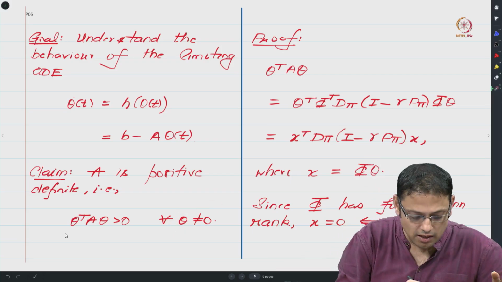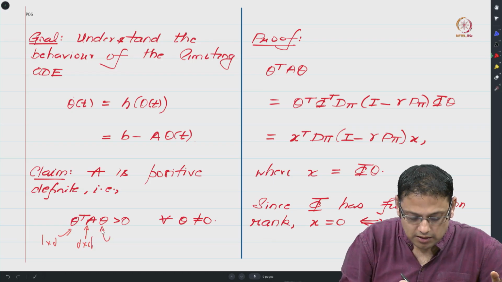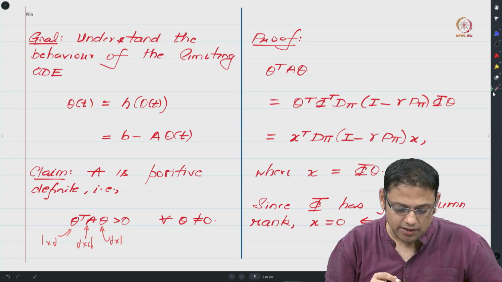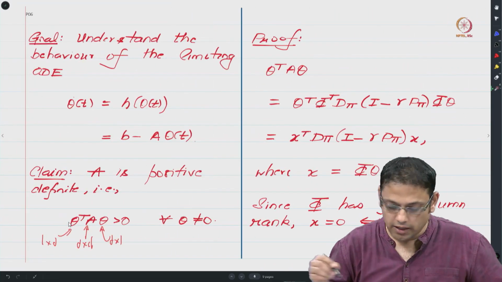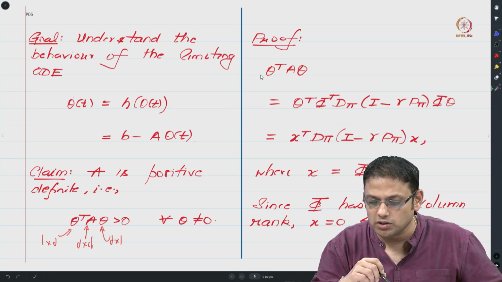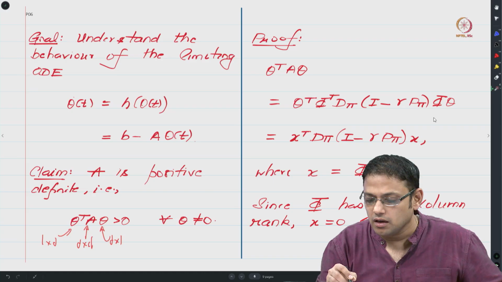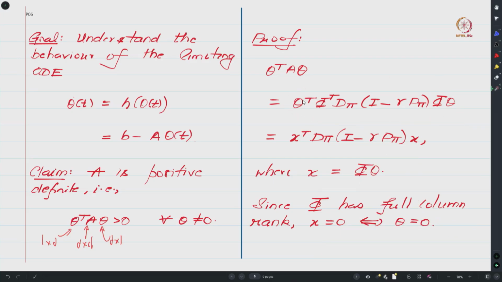I would also like to emphasize here that this quantity is a 1 cross D vector, this is a D cross D matrix, and this is a D cross 1 vector. So let us see how we can show that theta transpose A theta is indeed greater than 0. Let us first get an expression for theta transpose A theta. I have just substituted the expression for A. One can see that because A has this form, your theta transpose A theta will have an expression like this. Now if you think of phi theta, you can see that it appears at both places, and if you define x to be phi theta, then this expression simplifies to x transpose d pi I minus gamma P pi times x. In our previous class, if you remember, I emphasized that we will presume that this phi has full column rank, which implies x is 0 if and only if your theta is 0.